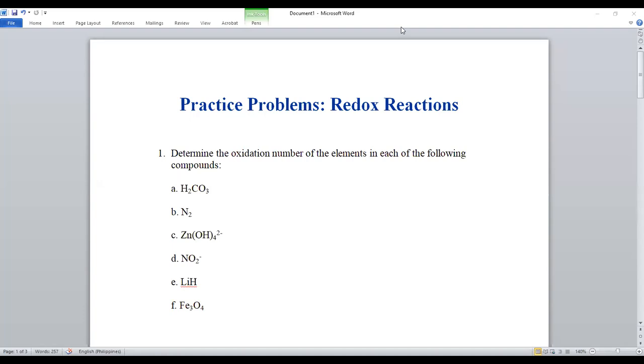Lithium is a metal. It's in group 1, so it's automatic to have an oxidation state of plus 1. And hydrogen is bonded to a metal, so automatically it will have a negative oxidation state. So plus 1 for lithium, negative 1 for hydrogen. So we have the last one. What is this?